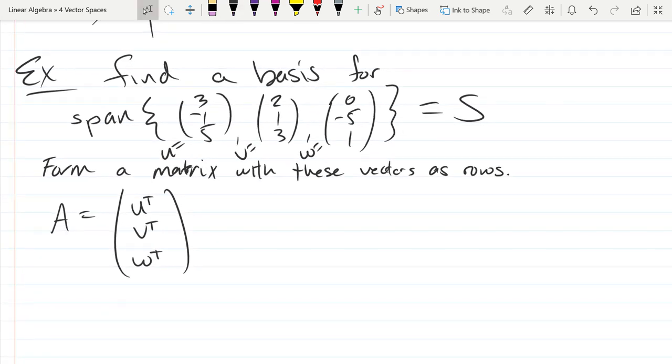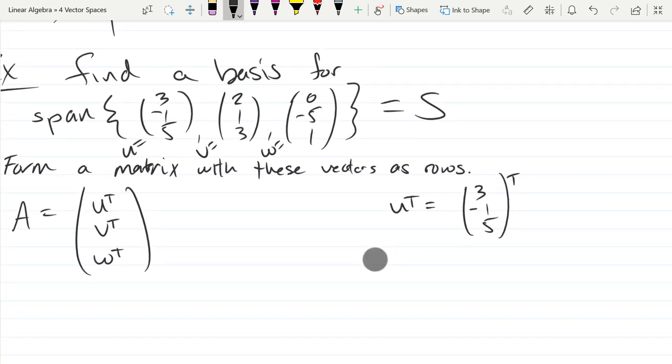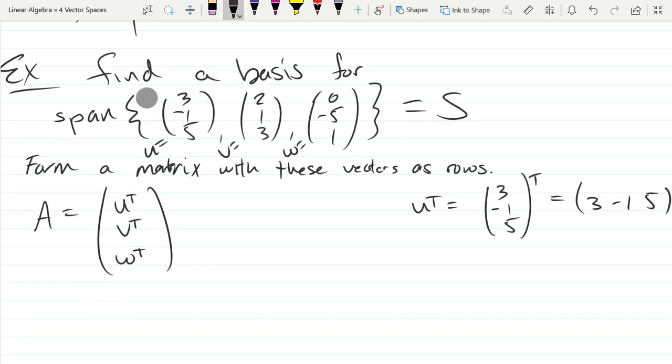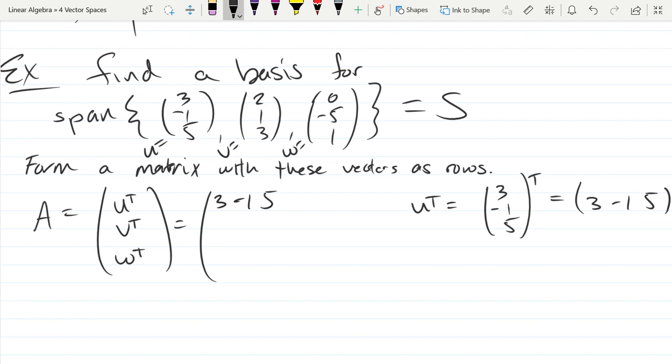And the transpose operator takes our matrix and swaps the rows and the columns. So it's easy to do on a column or a row matrix. It'll just take this and turn it into a row matrix. So we're just transposing. So this matrix A, first row will be 3, -1, 5, second row 2, 1, 3, third row 0, -5, 1.